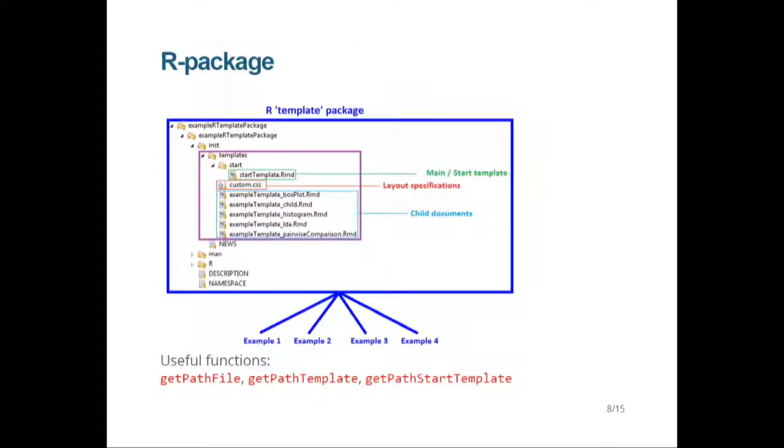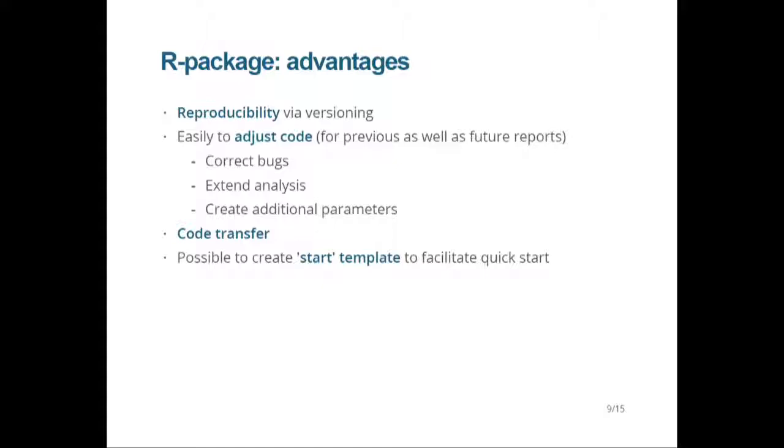So an R package, but it's a specific one. It's an R template package. Within the inst folder, you have a templates folder, which contains child documents. You can also specify some layout specifications in a CSS file, and you might add a starting template. So with this one template package, you can create multiple, different reports. An advantage of an R package is that it's reproducible via versioning. It's easy to adjust code. You can correct bugs, extend analysis, create additional parameters, also for code transfer. And like I said, it's possible to create a start template, which facilitates a quick start for new users.